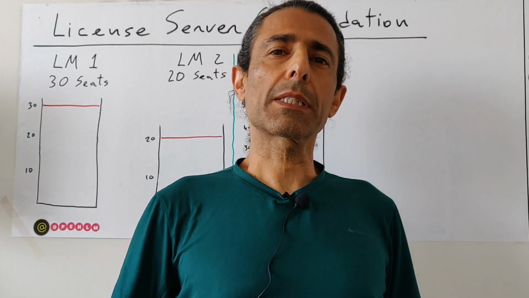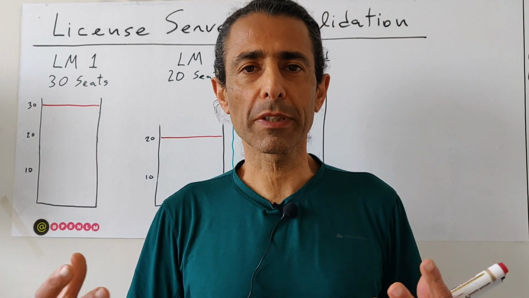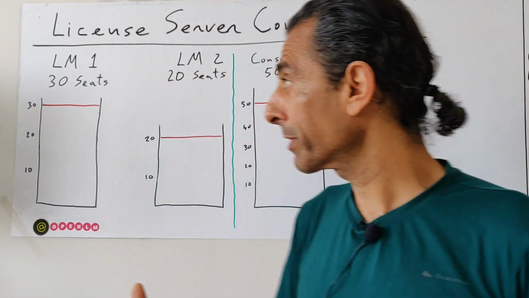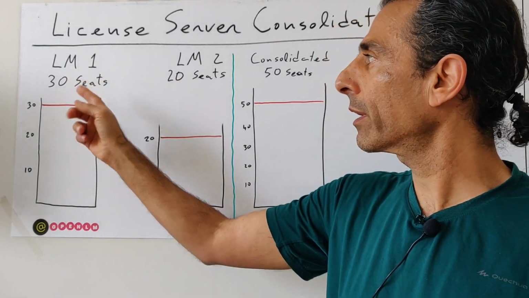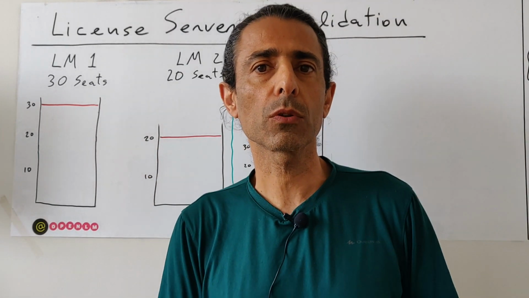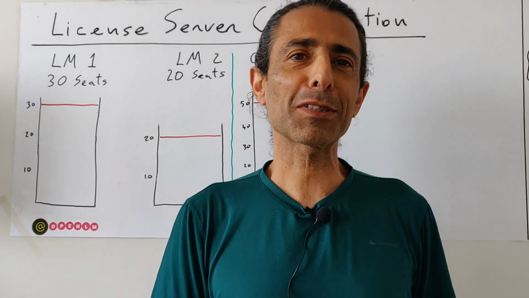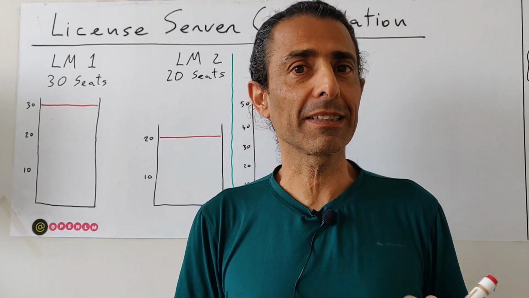Today I would like to explain the concept of license server consolidation. So let's look here in this example. We have two license servers, LM1 with 30 seats and LM2 with 20 seats. So the first question is, why are they separate in the first place?